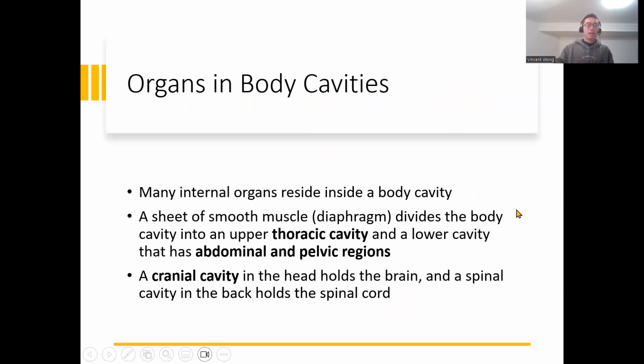All right. Many of these organs are going to be found in body cavities. If you think about the inside of the body, if you open up the chest, there is the thoracic cavity. Then further down, in the abdomen, you would have the abdominal cavity, and even further down, where the reproductive organs are, you have the pelvic cavity, right? So we're going to label all that stuff in the study guide.